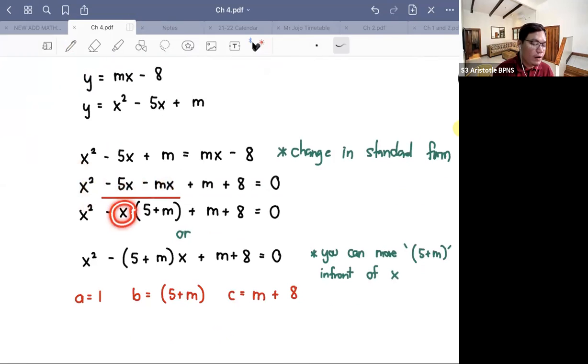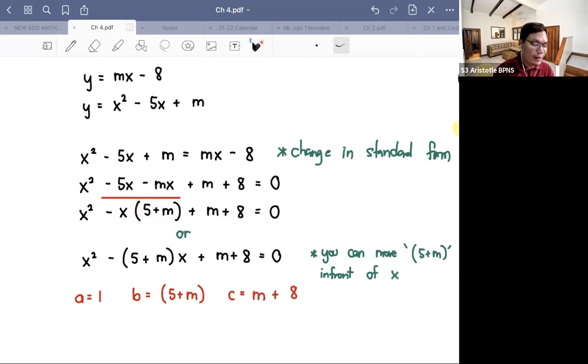And then divide each of these by negative x. So negative 5x divided by negative x is 5, and the negative mx divided by negative x is simply m. You get rid of x, right? So this is the factored form of this one. Okay, and then you bring down m plus 8 since they don't have any pair.